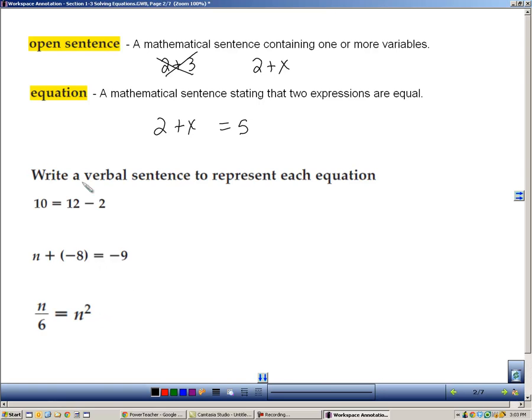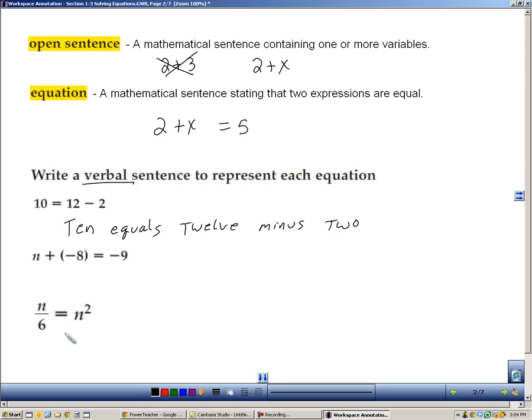Here we have 3 equations, and we want to write in words. We want to write the verbal sentence that represents these equations. Basically, you just want to write down how you would read these equations. So this first one looks like we could say 10 is, or we could say is equal to, or just 10 equals 12 minus 2. You could also say the difference of 12 and 2, 12 take away 2, lots of ways you could do that.